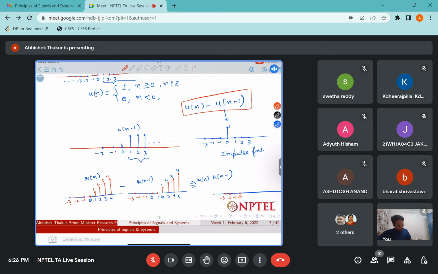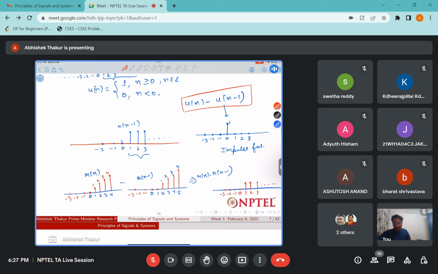Now at 1 it will be 1. At 2 it will be 2 minus 1, that is 1. And at 3 it will be like this, and so on. So here you can see the derivative of Rn, the Rn minus Rn minus 1 is giving us a ramp function. But there is one confusion here you can get, that this 1 started from 1.